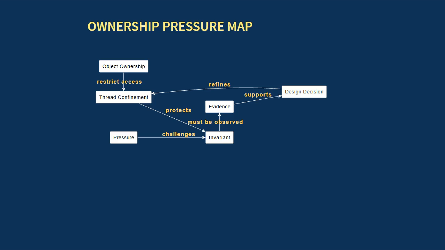Ownership leads to confinement, confinement protects an invariant, and pressure challenges that invariant through timing, retries, or competing workers. Where does evidence enter the argument? Evidence is what turns the invariant from a design claim into something reviewable. Logs and tests must show whether the protected transition actually survived pressure.